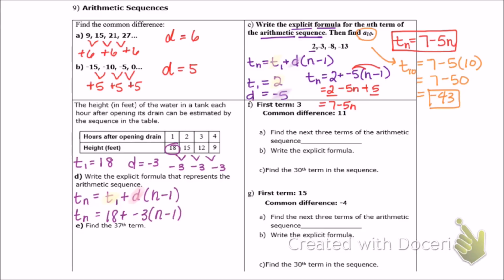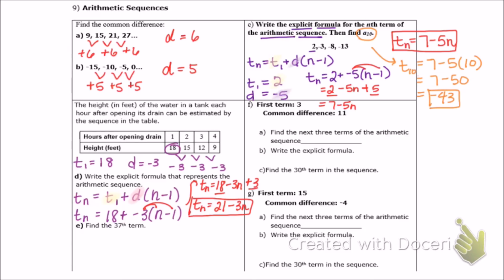I'm going to distribute my -3 through, and that's going to give me T sub n equals 18 minus 3n plus 3, and then combining my like terms, 18 plus 3 equals 21, so T sub n equals 21 minus 3n. So there's my explicit formula.